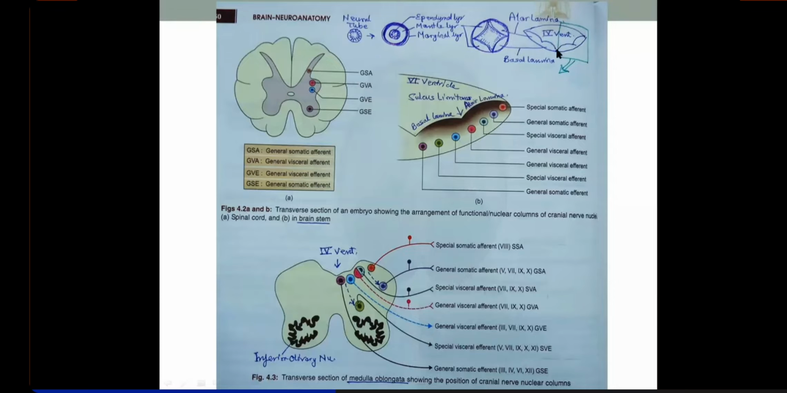So after the formation of this pontine flexure, basal lamina stays on the medial side and alar lamina comes to lie on the lateral side. Got it? Many of these topics are better understood while teaching in person on the board, because we are connected through this PowerPoint presentation. So you'll have to understand what I'm trying to explain.